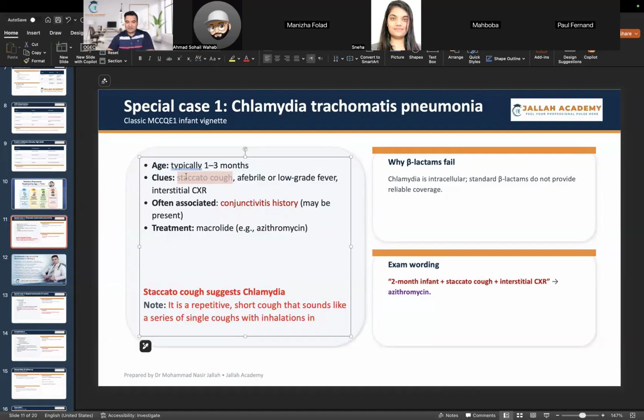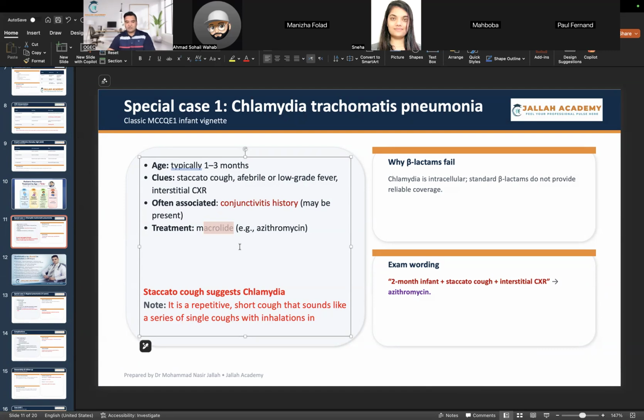So this is a characteristic finding of chlamydia. Okay, if they want to test you on that, they will mention this, either the name, or they may indirectly mention how they cough, like very small, dry, repetitive cough during inhalation. And then they might also add the patient has a history of conjunctivitis. And then you should be able to pinpoint it and choose the right medication, which is the azithromycin.